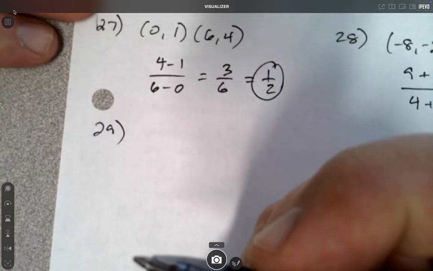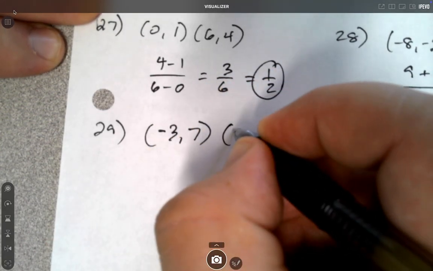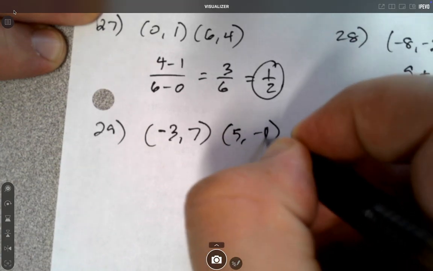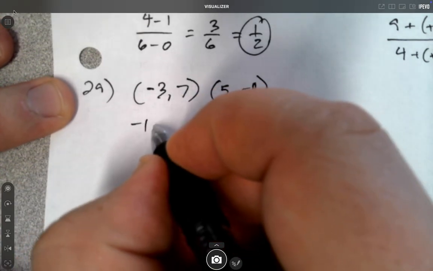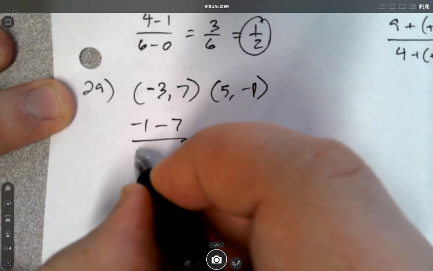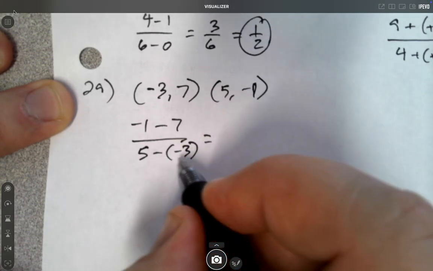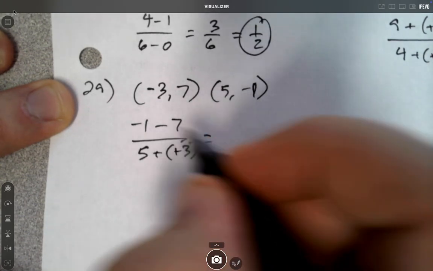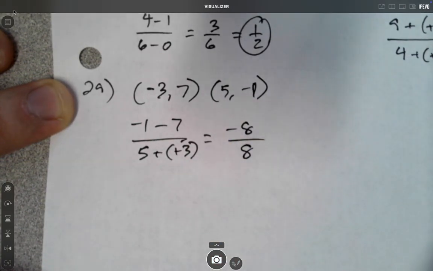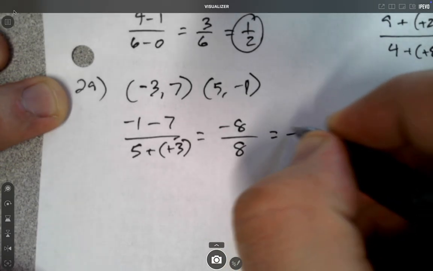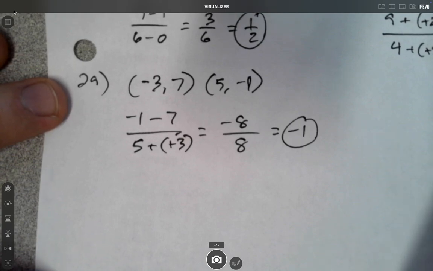-29, -3, 7, and 5, -1. So we do y2 minus y1 over x2 minus x1. Change this to plus or positive. -1 minus 7 is -8. 5 plus 3 is +8. -8 divided by +8 is -1. Or if you said -1 over 1, that's also fine.